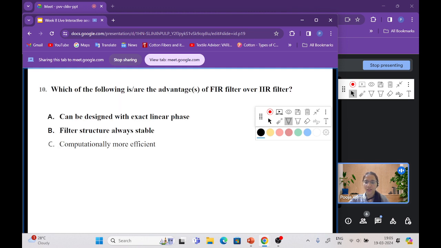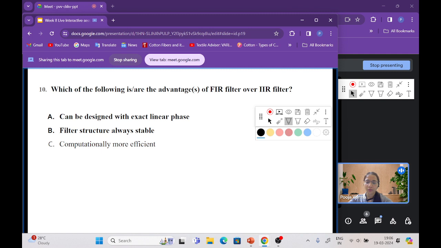Which of the following are the advantages of FIR filter over IIR filter? Option A, can be designed with exact linear phase. Option B, filter structure always stable. Option C, computationally more efficient.